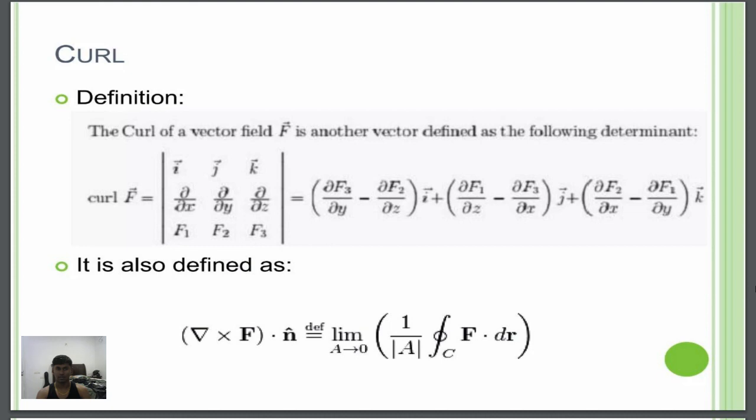The definition. The curl of a vector field f is another vector defined as the following determinant. It is also defined as the following equation.